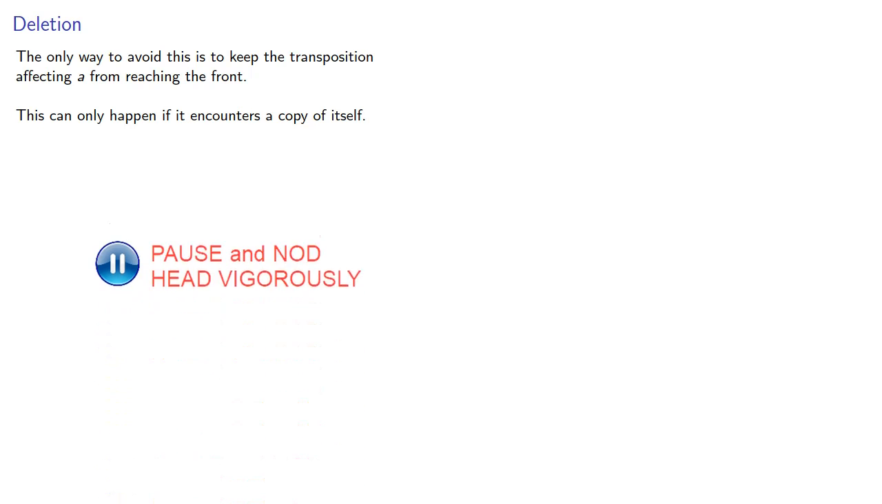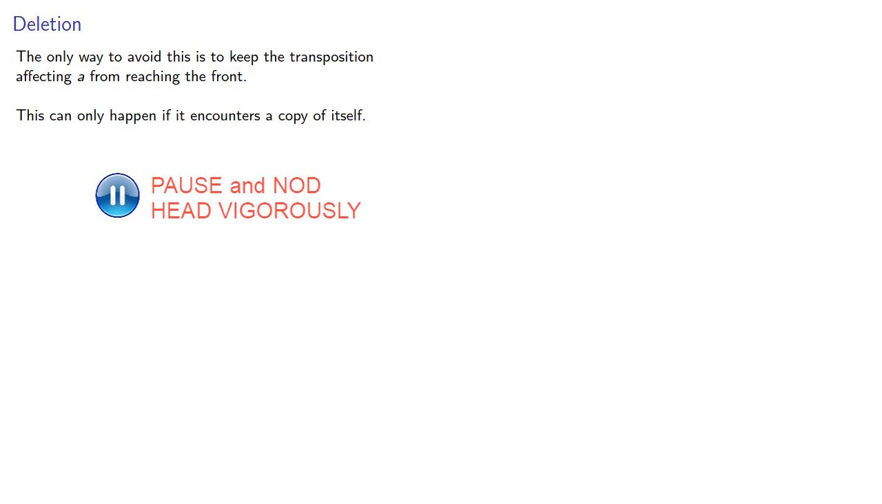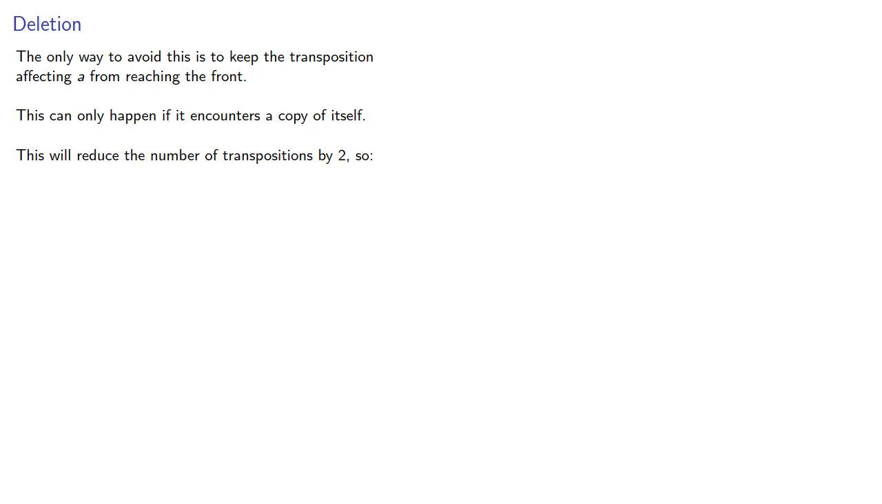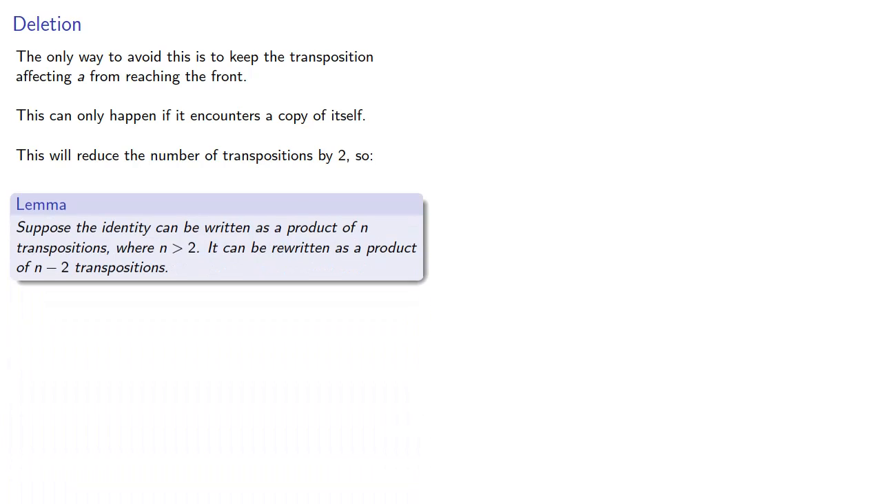The only way to avoid this is to keep the transposition affecting A from reaching the front. And this can only happen if it encounters a copy of itself. And if it does, this will reduce the number of transpositions by 2. And so this gives us a second lemma. Suppose the identity could be written as a product of n transpositions where n is greater than 2. Then it could be rewritten as a product of n minus 2 transpositions.